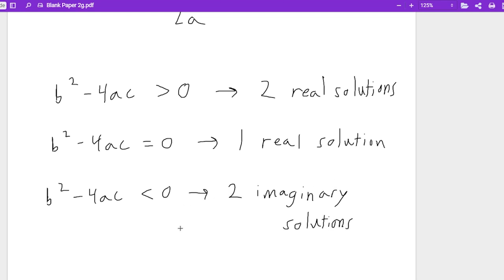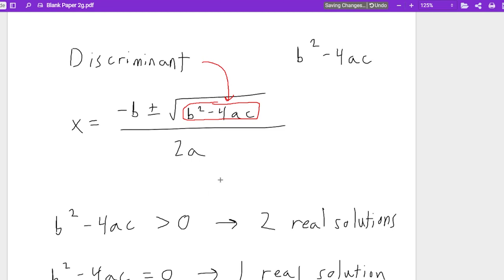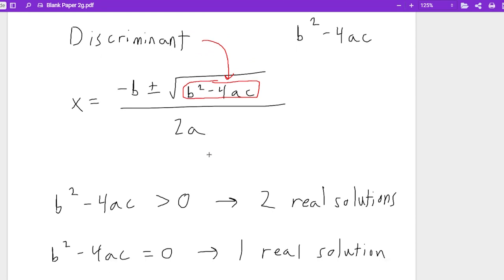And in case you're curious where this comes from, this just comes from the fact that if you have a square root, then a positive square root is 2 real solutions. If you get 0, it's not impossible. It just means that the square root part goes away, and the only solution then you have is negative b over 2a. That's why it's 1 real solution, negative b over 2a. And then for the 2 imaginary solutions, that's because if you get a negative square root, that's an imaginary number. So that's where that comes from.